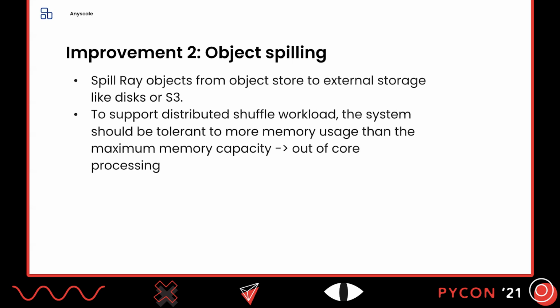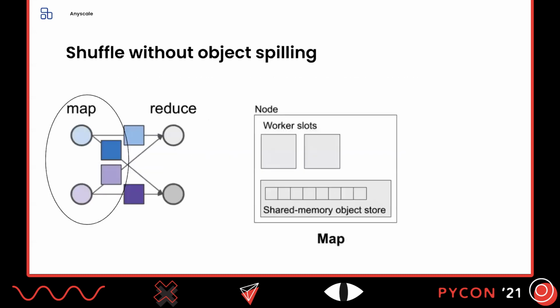The second improvement we've made is to enable out-of-core processing. So we basically implemented something called object spilling, which spills Ray objects from the object store, Ray's built-in object store, to external storage like disks or S3. This is very critical for supporting distributed shuffle workload because distributed shuffle usually has more data than the maximum capacity of memory. So we usually have to rely on external storages. And I'm going to explain how object spilling works on top of Ray from now on.